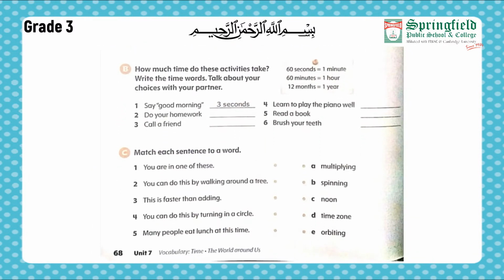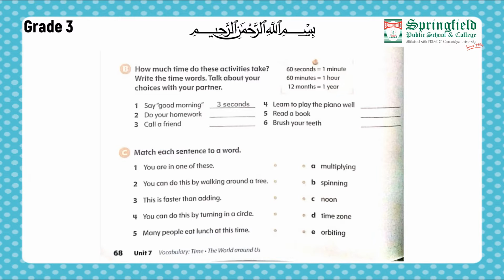Now moving towards our part B. How much time do these activities take? Write the time words. Talk about your choices with your partner. So students, as you can see, we have also been provided with a word bank. 60 seconds is equal to 1 minute. 60 minutes is equal to 1 hour. Whereas 12 months is equal to a year.